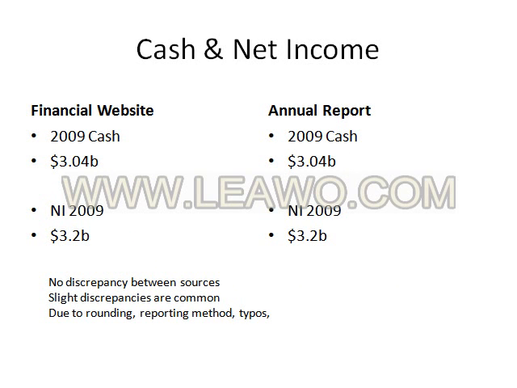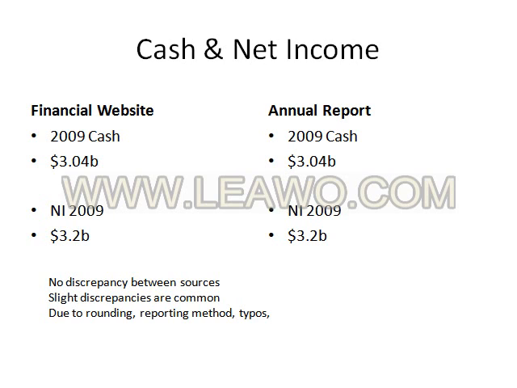Cash and net income. When comparing the 2009 annual report for 3M versus information obtained from a well-known financial website, we can see that the figures for 2009 cash are the same at $3.04 billion. Net income for 2009 is also the same at $3.2 billion. Here there is no discrepancy between the sources of information, but slight discrepancies are common.